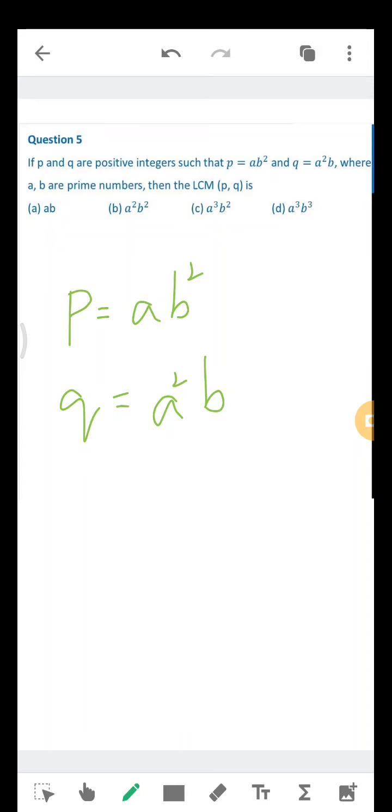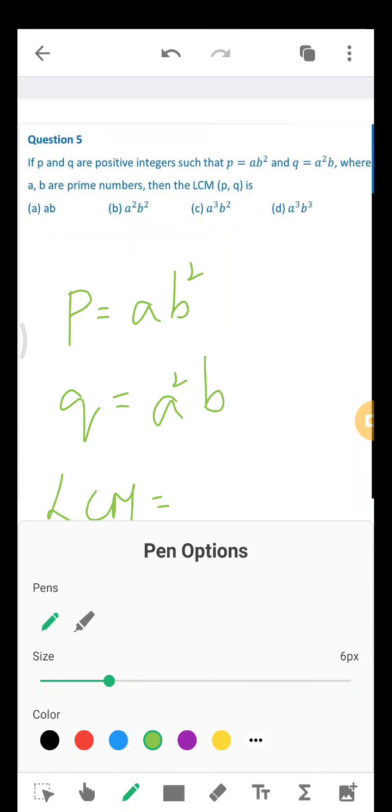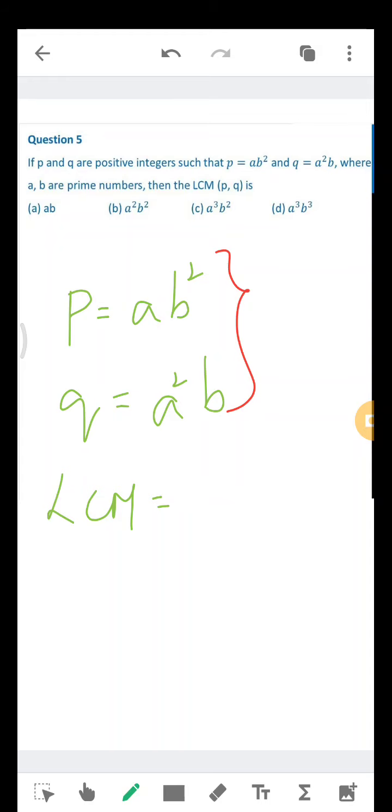So what is the method of finding LCM? We learned this method by the prime factorization method. We take all factors with the highest powers, isn't it? Very simple. In a simple way, you take A and B, both the alphabets, with the highest power. So when you take A, which is the highest power of A here? A square, right? And when you take B, which is the highest power of B? B square. So A square B square, that's the LCM of P and Q. So B is the correct option.